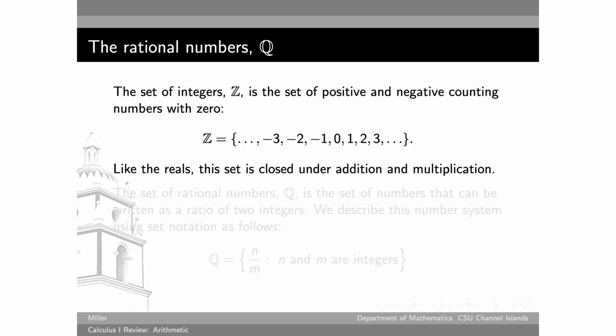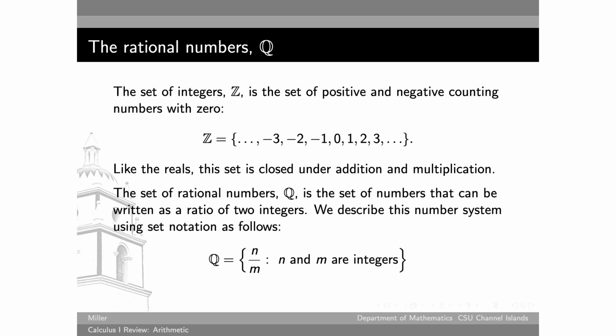Another number system that's really important to us are the rationals. To understand what the set of rationals are, we're going to start with the set of integers. The set of integers is the set of positive and negative counting numbers, along with 0. So think of the natural numbers, put a copy of them in here. You see the 1, 2, 3, etc. Take their negatives. So here we've got negative 1, negative 2, negative 3. And then add 0. Like the reals, the set is closed under addition and multiplication.